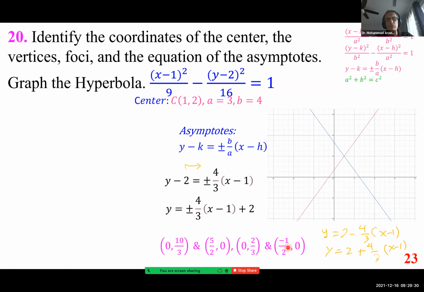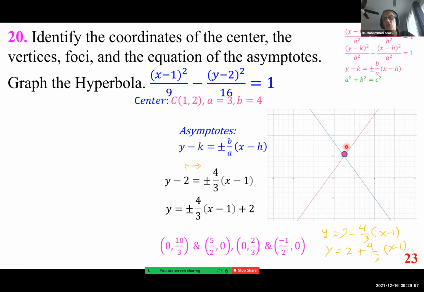So you can see the two asymptotes. This is 1 point, which is 0, 10/3. This is 5/2, 0. And this one is 0, 2/3. This is negative 1/2, 0. So you have the asymptotes and you have the center.